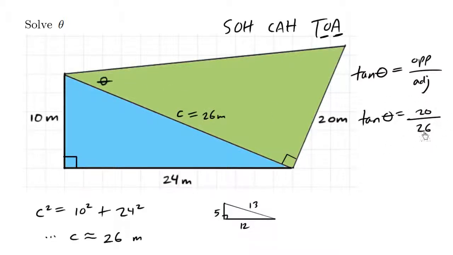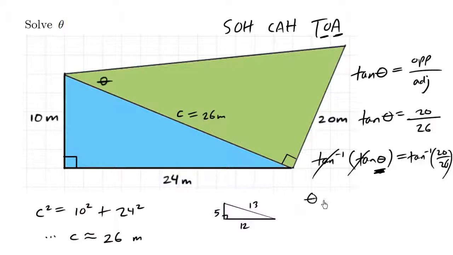So this is not the answer yet. That's not theta. That's tan of theta. How do we find theta itself? What we do is eliminate this trig function by using the inverse. We take the tan inverse of both sides. So the tan inverse of tan theta equals the tan inverse of 20 over 26. The inverse trig function, as long as these are the same, they cancel out, leaving the angle theta exposed. So again, theta equals tan inverse of 20 over 26.